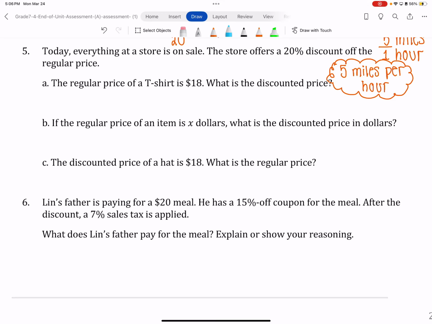Question number 5. Today, everything at a store is on sale. The store offers a 20% discount off the regular price. Part A. The regular price of a t-shirt is $18. What is the discounted price?